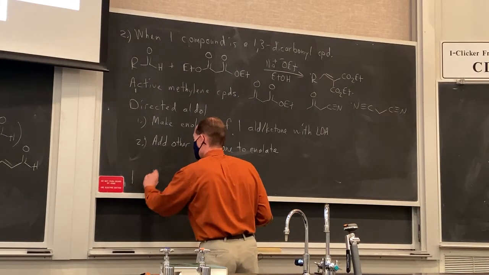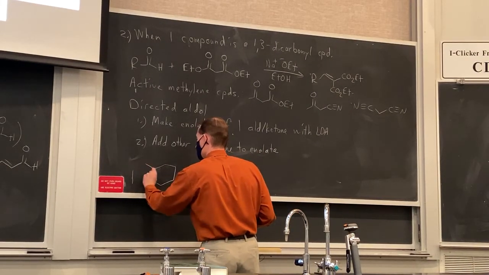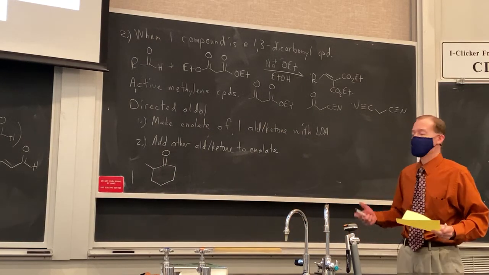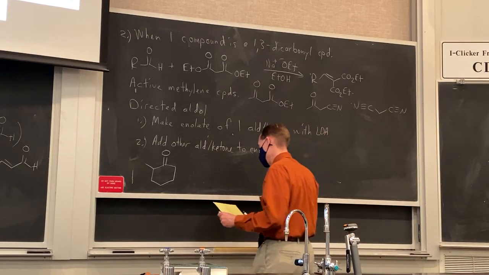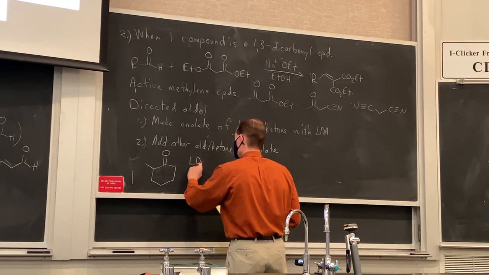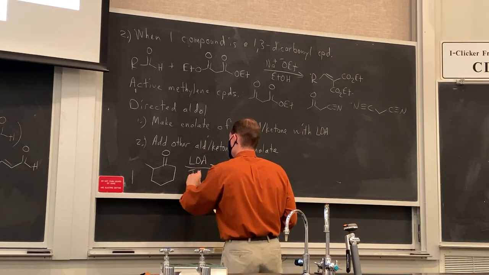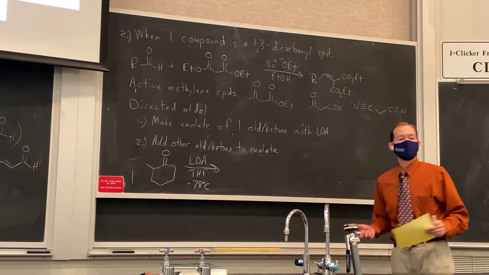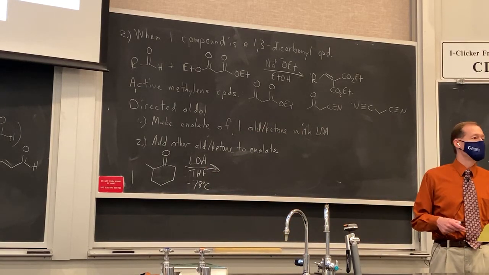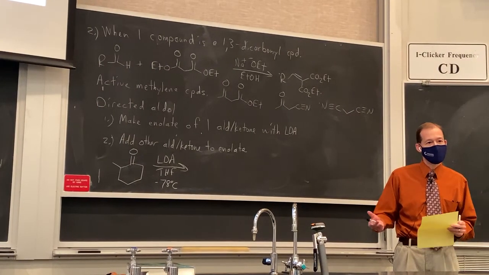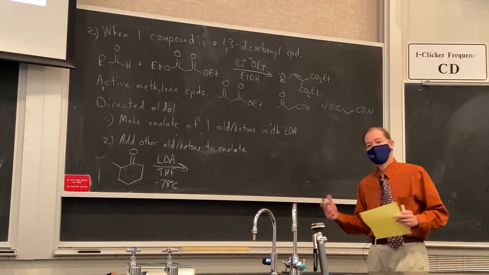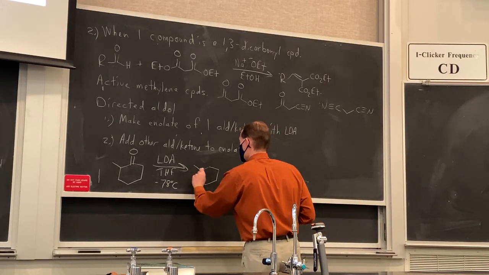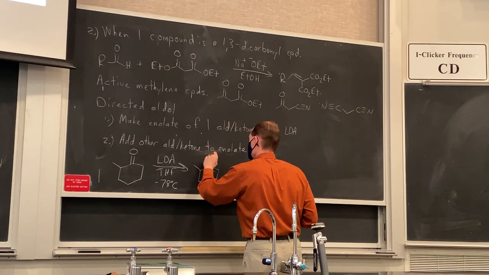And let's take our 2-methylcyclohexanone. We used that as our example of kinetic and thermodynamic enolates. So we react that with LDA, THF, minus 78. Because we have to use LDA in this case, we're only going to be able to make the kinetic enolate. So these directed aldol reactions only work with the kinetic enolate. Here we're going to generate the less substituted enolate.